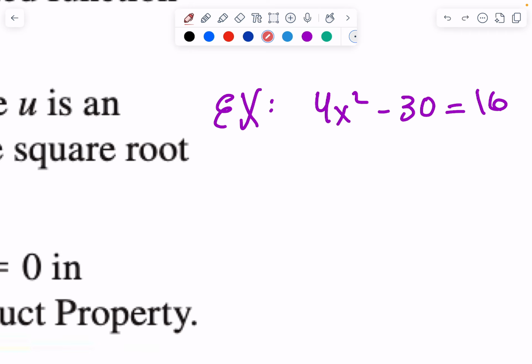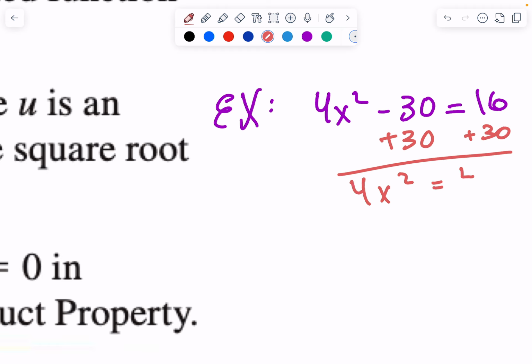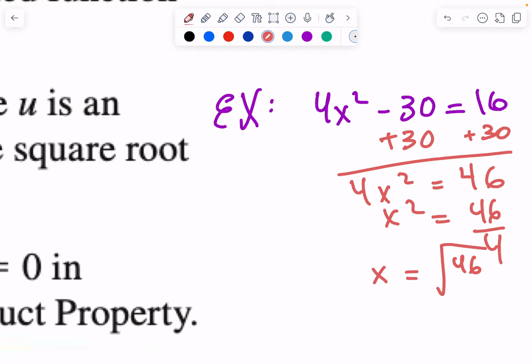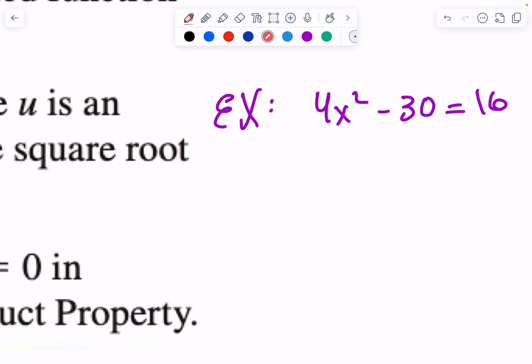So in this case, I could solve by adding 30 to both sides, dividing by 4 on both sides, right? And then isolating x squared, then taking the square root of that, okay? And remembering that when I do that, I have to include the plus or minus on both sides. That could be simplified further, but I'm going to just leave it there for now as an example. Okay, so that's an example of isolating the variable or using square roots. We can use that method here.